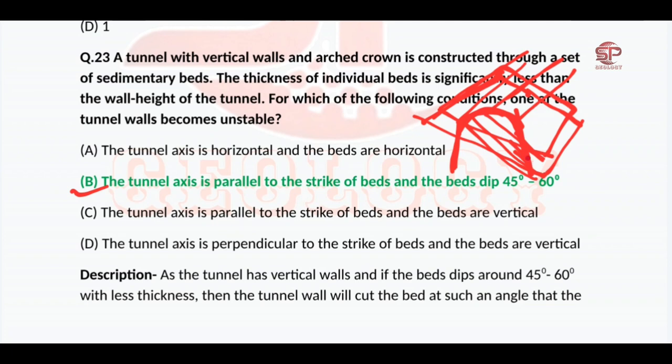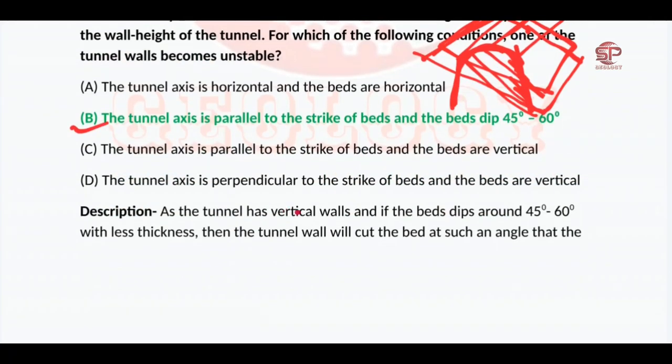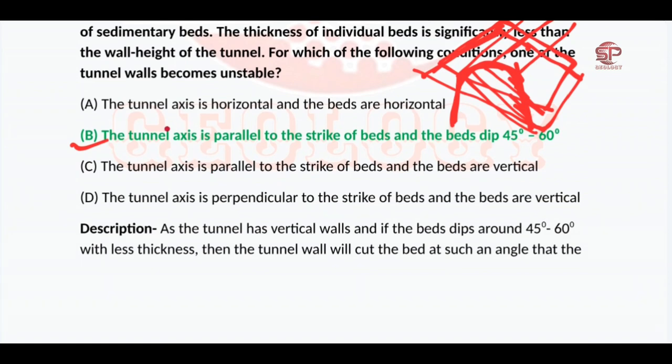So it will be unstable for the tunnel wall. And all other conditions can be unsuitable, but it is the most unsuitable condition.